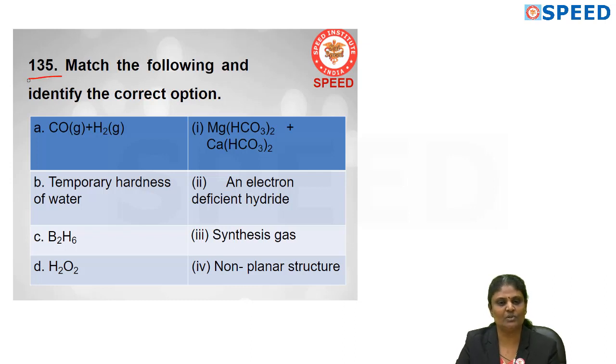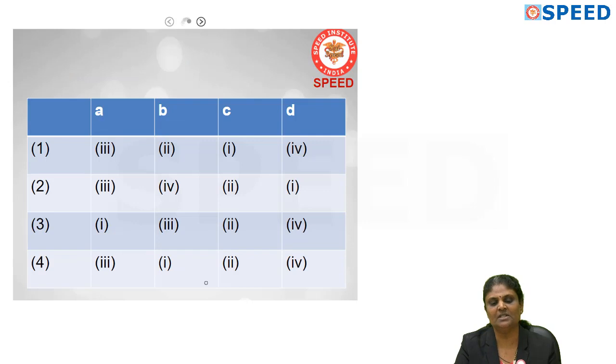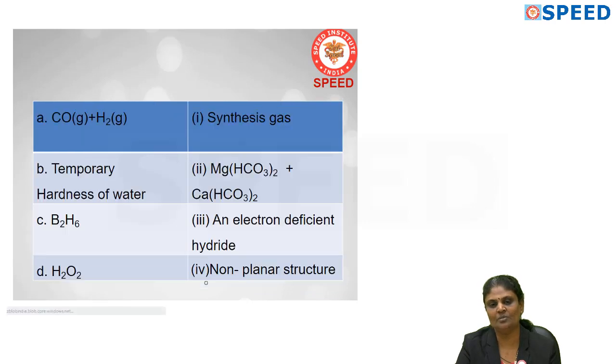I think this is the last question of this chemistry. Match the following and identify the correct option. So here, carbon monoxide and hydrogen, I think this is the synthesis gas. And then temporary hardness, this is due to the presence of magnesium and calcium bicarbonate ions. And then B2H6, this is an electron deficient hydride, and then H2O2, this is a non-planar structure. Okay, so the options are 3, 2, 1, 4 and 3, 4, 2, 1. I think the last option is the correct one.